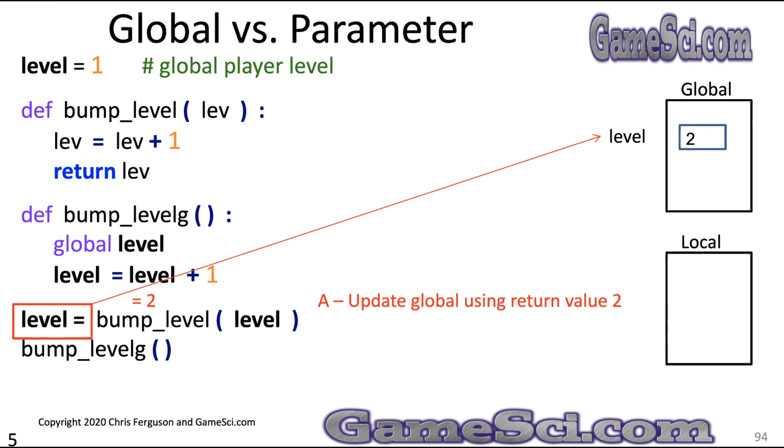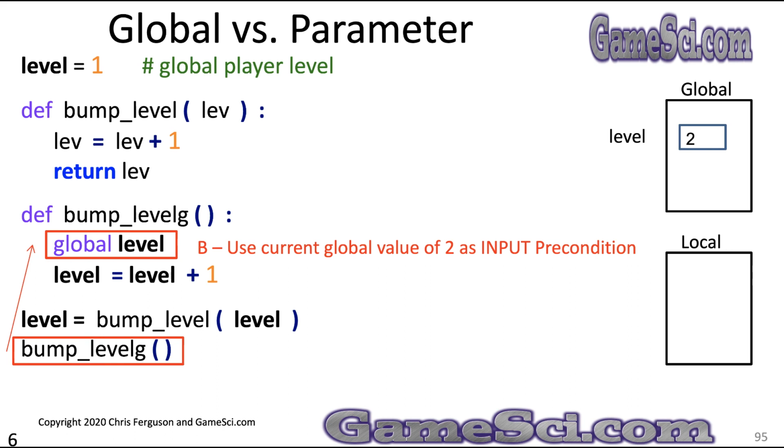There is a different way to call a function. We wrote a second function called bump level G. Well, what does bump level G mean? It means bump level global. This time, instead of using a parameter and a return value as input and output, I'm going to take option B. Option B said use the current global variable value of 2 as the input precondition. Instead of passing a parameter to this function, bump level G is going to go ahead and use this global variable as input. The global variable currently contains a 2, so that 2 ends up being the input to this function.